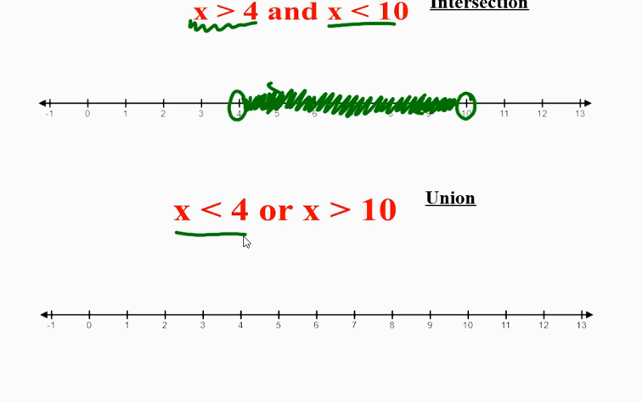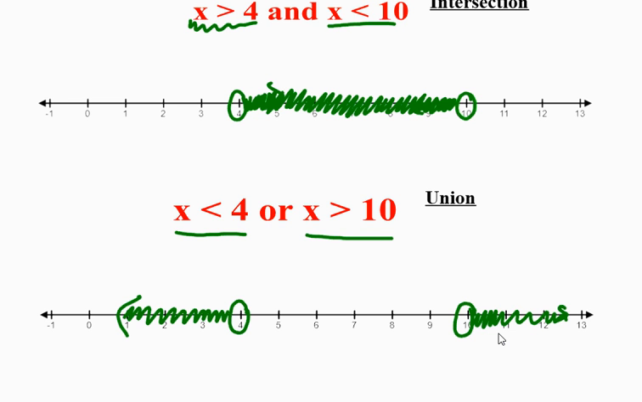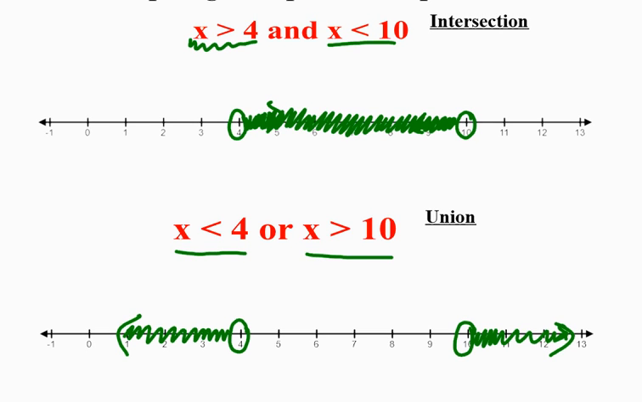First one, I need to be less than 4, so open circle heading to the left of 4, or bigger than 10, open circle around 10, heading to the right of 10. You'll see that these do not intersect, so we call this a union. It's just the combination, the combining of the two. You get both of them, like for a union being a marriage, you would bring the two together and you get both of the items. So we have less than 4 or bigger than 10. An or is called a union, and an and is called an intersection compound inequality.